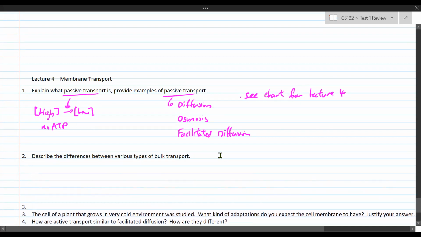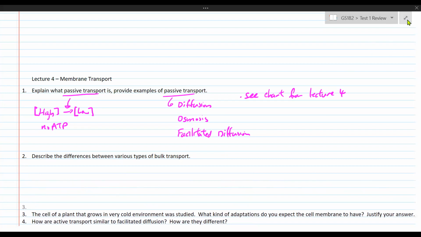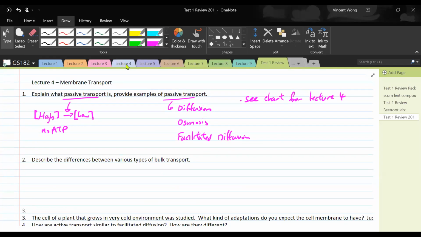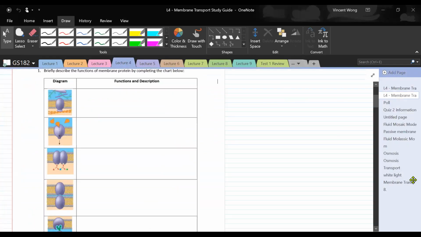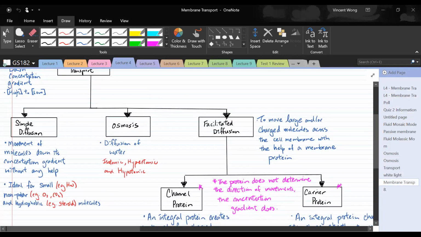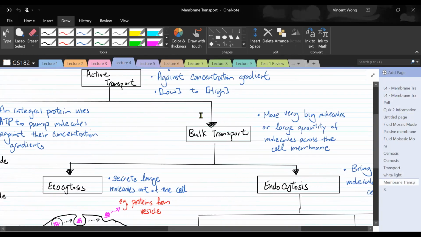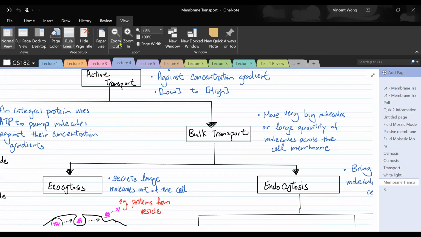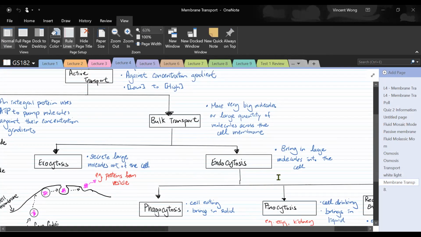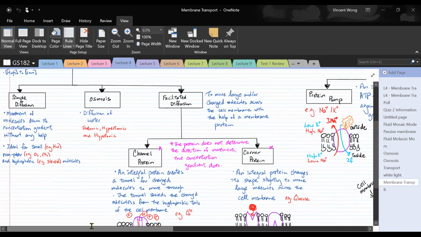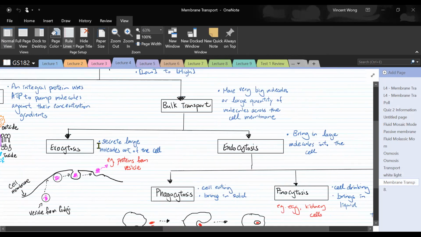Explain the differences between various types of bulk transport. Again, it's the chart. Maybe I'll just go back to the chart here and refresh your memory a little bit. So bulk transport is all the way over here. That's a type of active transport, and we can either be bringing things in, endocytosis, or sending things out, exocytosis. Okay, so that's the first difference. Are we sending things out of the cell, or are we bringing things in?